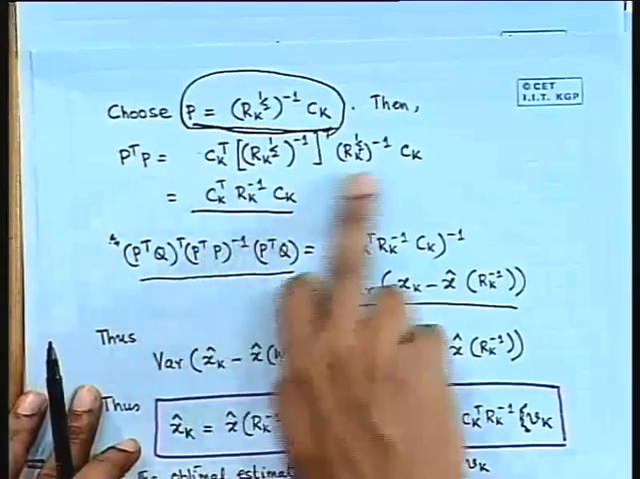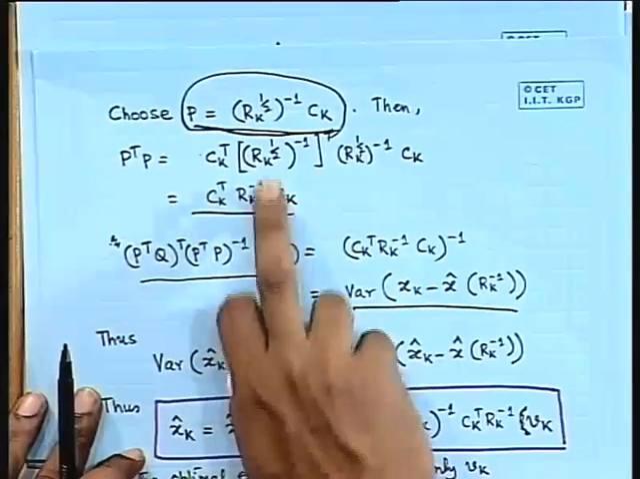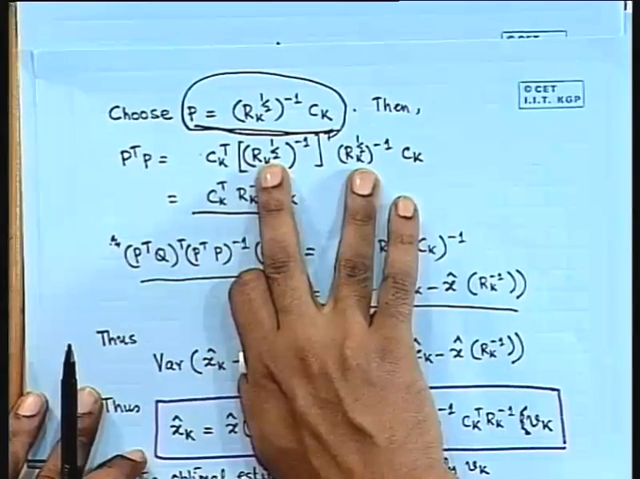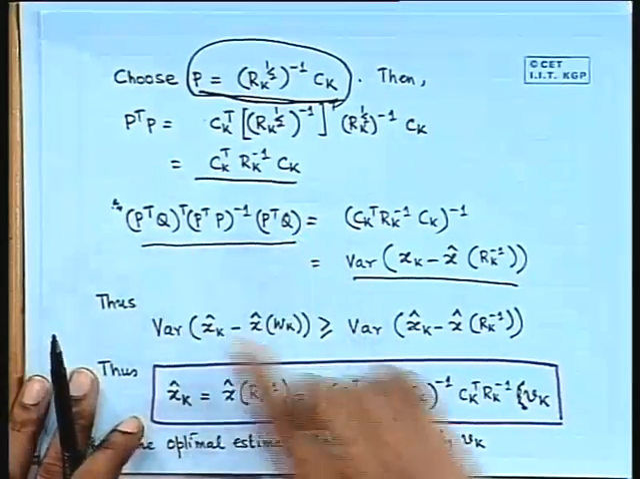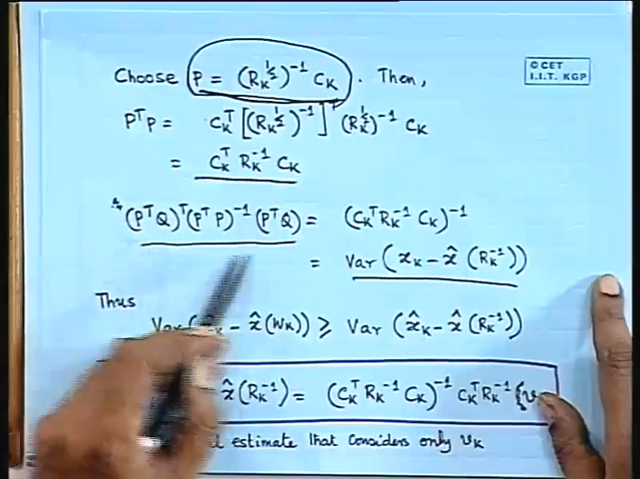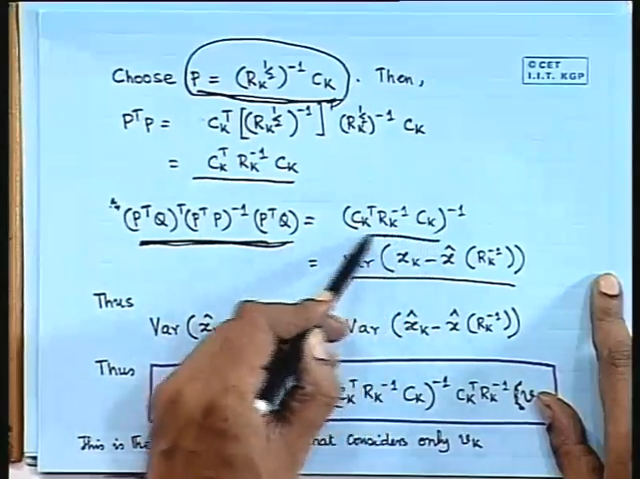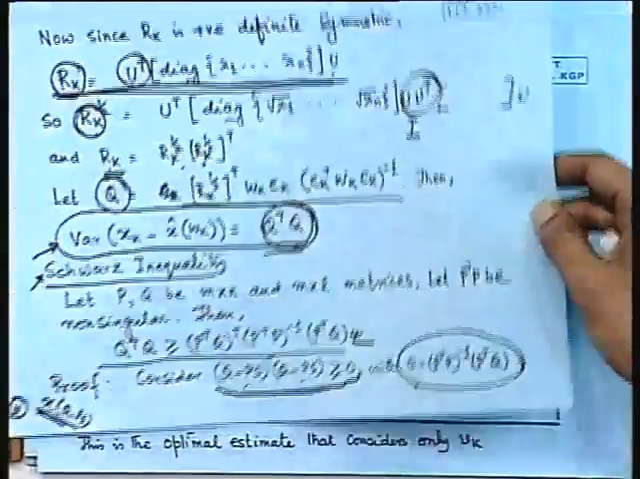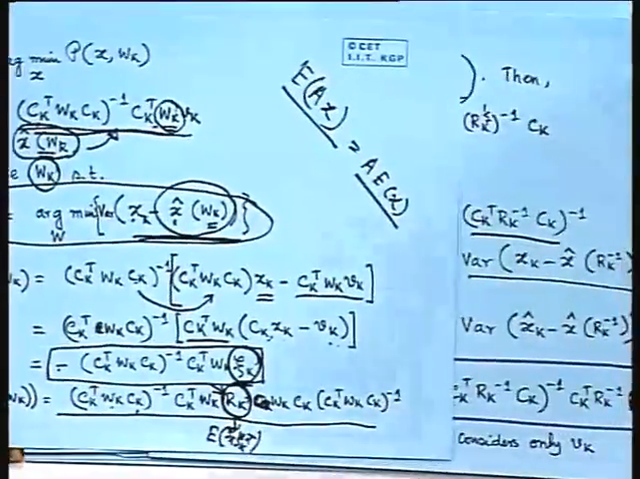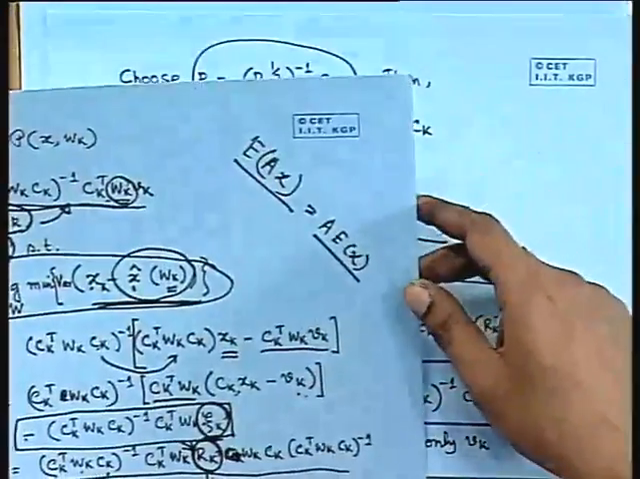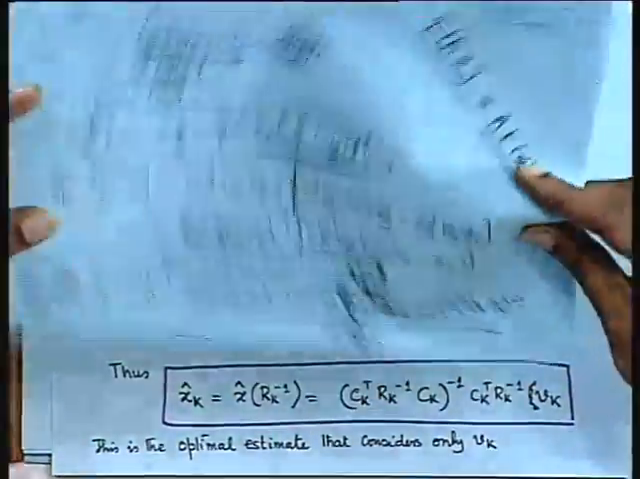See how it comes. P transpose P is okay. This into this will give you C k R k inverse C k. This half and half will become R k. That is obvious enough. And now the interesting thing is that if you take this thing, then the final form becomes this. Now, you see what was your x w k? What was your x hat minus? Let me just, one second. Yeah, compare with here.